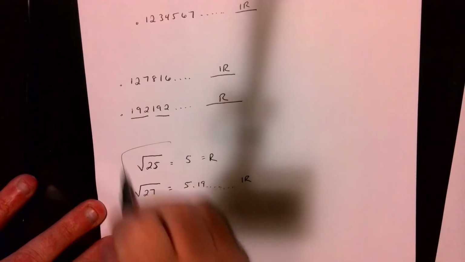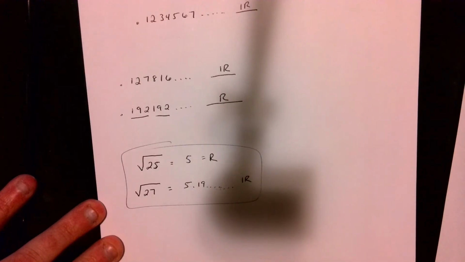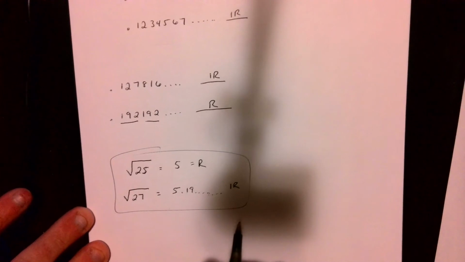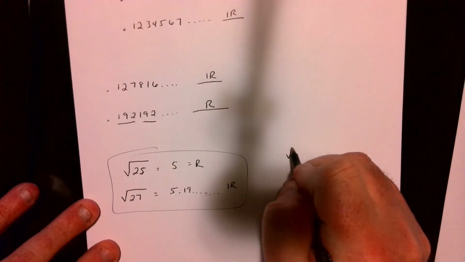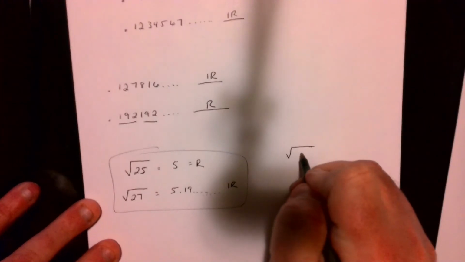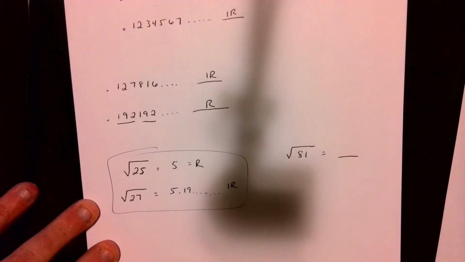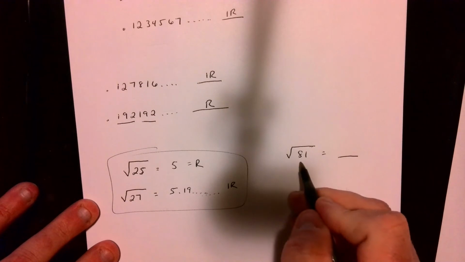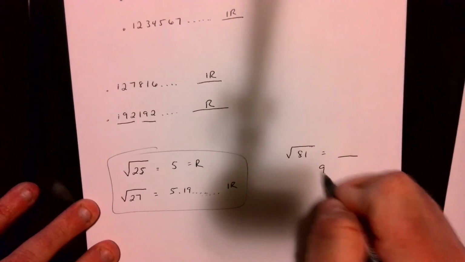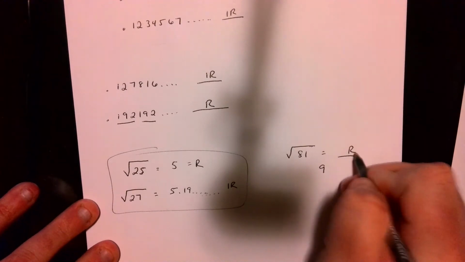So the square roots are ones that you have to put in your calculator to find out. So pick your calculator up and don't be lazy, use it. So if I ask you for the square root of 81, is that rational or irrational? Well, those that know their times tables know it's 9. 9 times 9. If you don't, use your calculator. Square root of 81 is 9. And 9 is a whole number, therefore it must be rational.